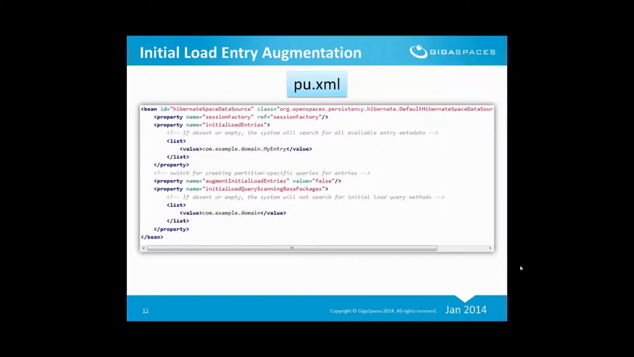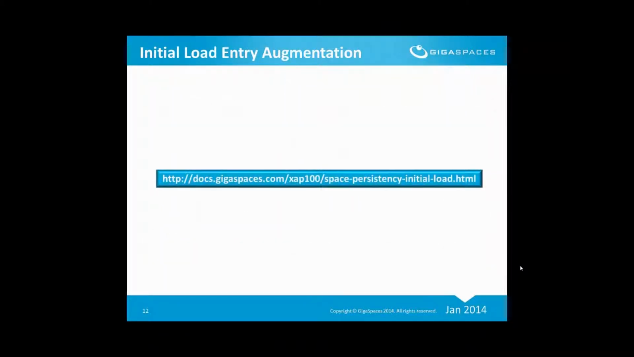This optimization is now the system's default behavior, but it can be cancelled by setting another new space data source property in the configuration, as you can see in the pu.xml example. The property value is true by default. You can read about the ZAP10 improvements in the detailed documentation on the Gigaspaces website.